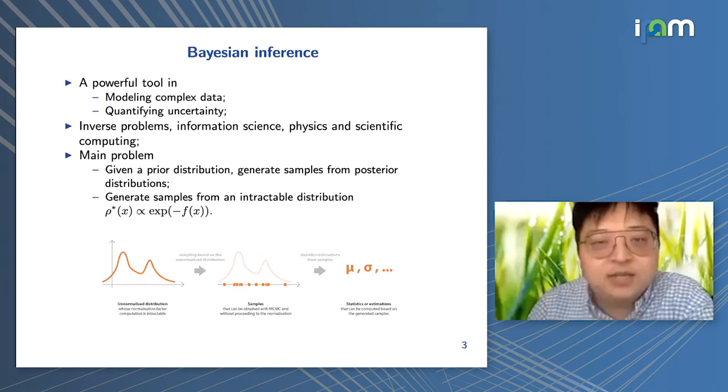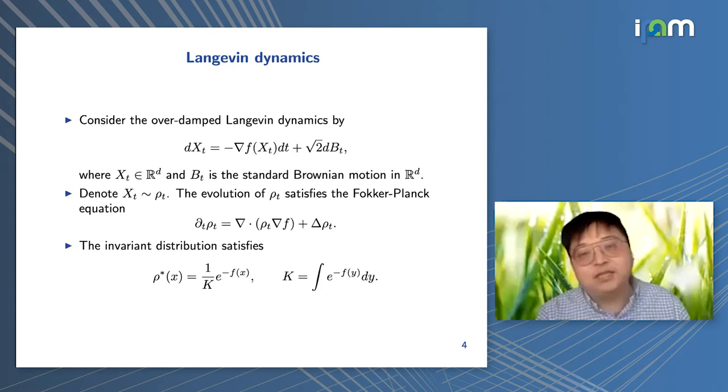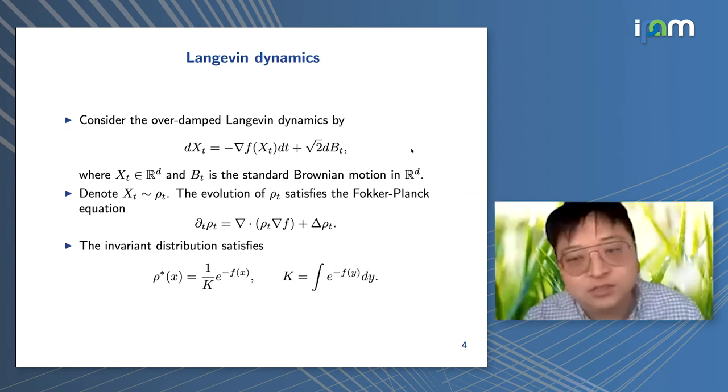One of the classical ways is the so-called Langevin dynamics. People also call it overdamped Langevin dynamics. It means we consider the negative gradient of the function, plus the square root of 2 times the Brownian motion, and write dX_t equals this. It is a very classical stochastic differential equation with a gradient drift function.